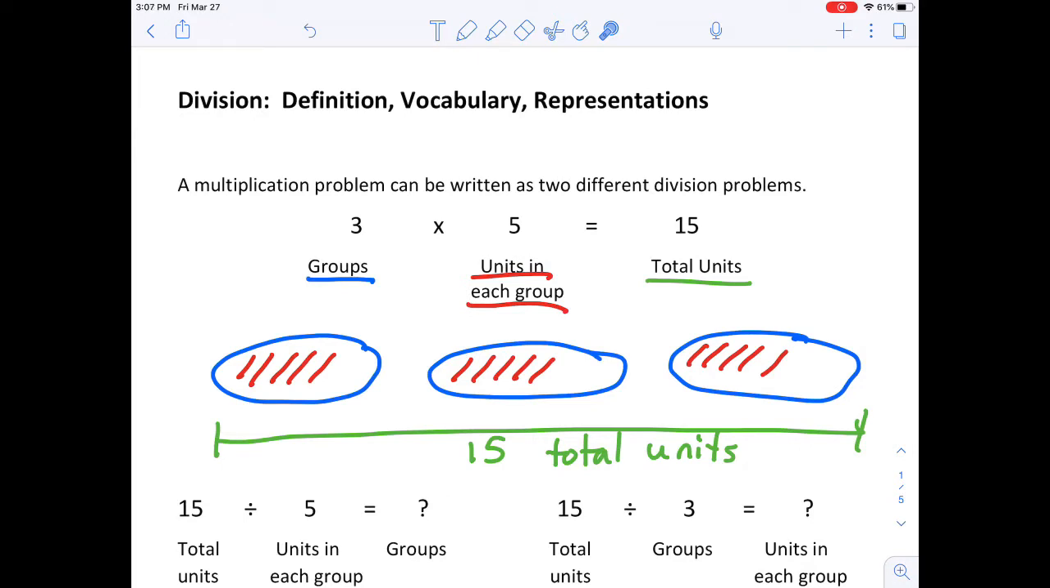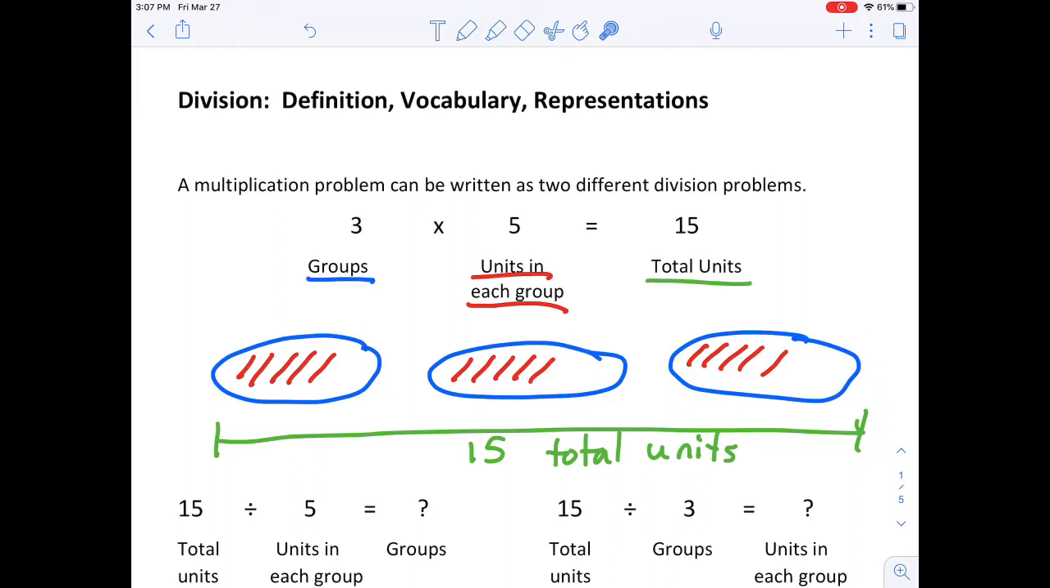Or I could have pretended that I didn't know how many units in each group. Then the division problem becomes 15 total units divided by 3 groups equals some number of units in each group where I'm trying to find the number of units. This picture that I've drawn represents both of these.